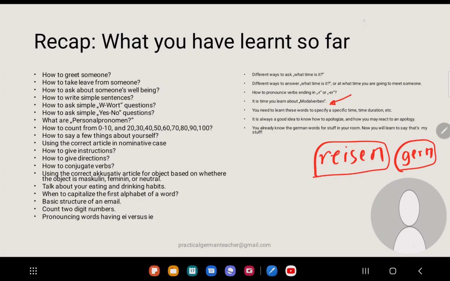But if you know the modal verben, there are 6 modal verben, and each of them can help you convey a different thing. For example, if you want to say I want to travel, you can use the modal verb wollen. If you want to say I must travel for my work, you can use muss, from müssen. Also if you want to say I have to, you can use müssen.